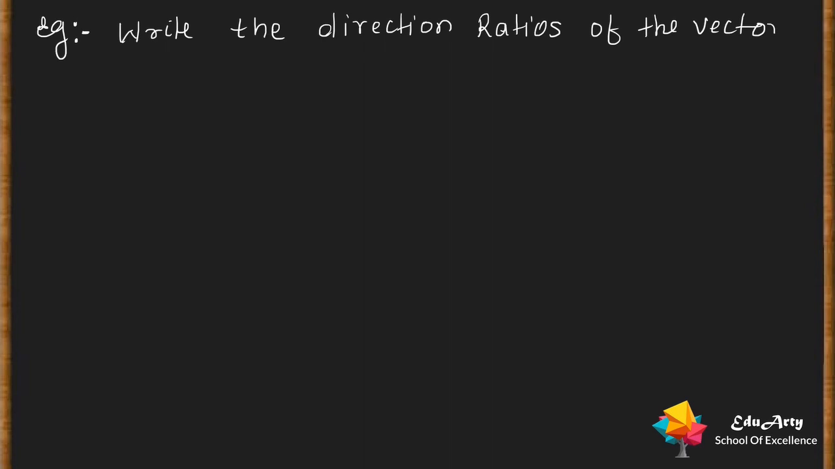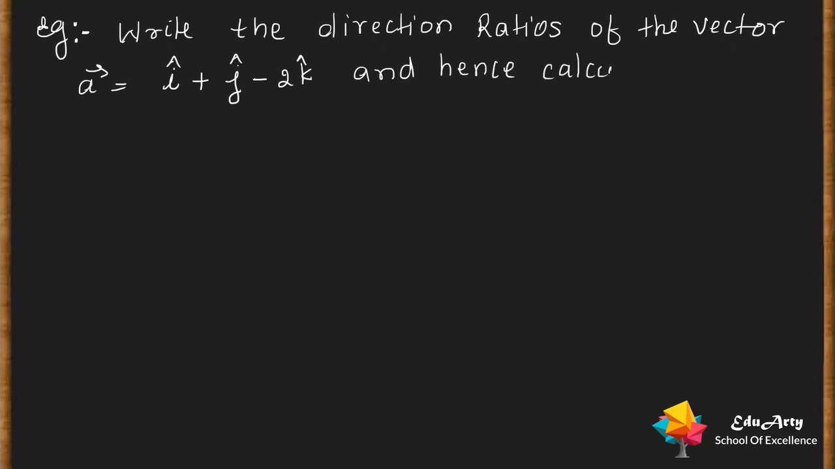Let's write the question: write the direction ratios of the vector a, which is given as i cap plus j cap minus 2 k cap, and hence calculate the direction cosines.